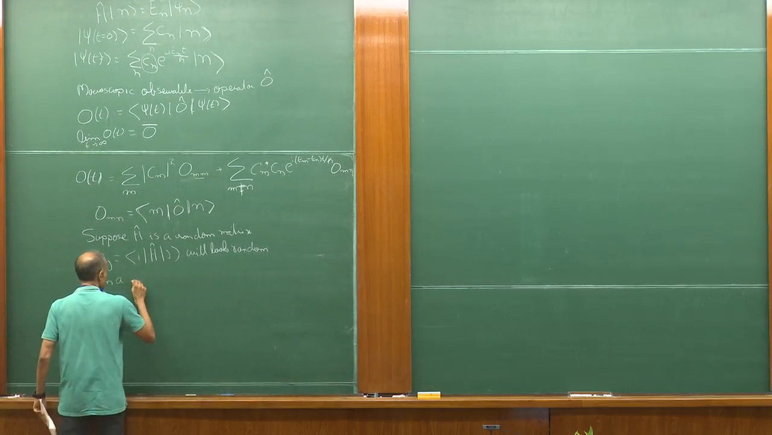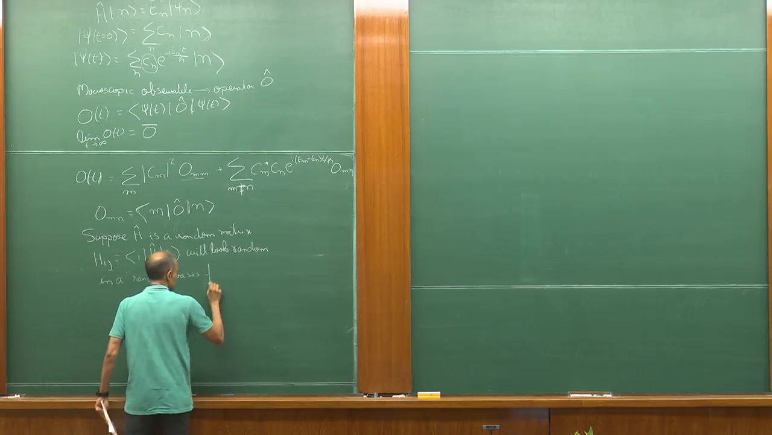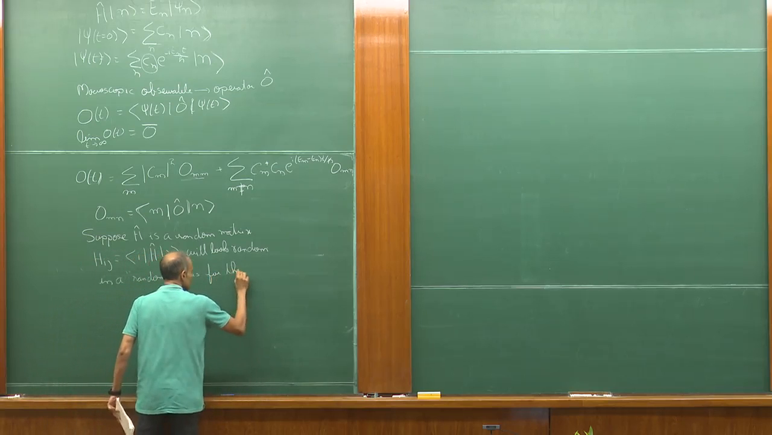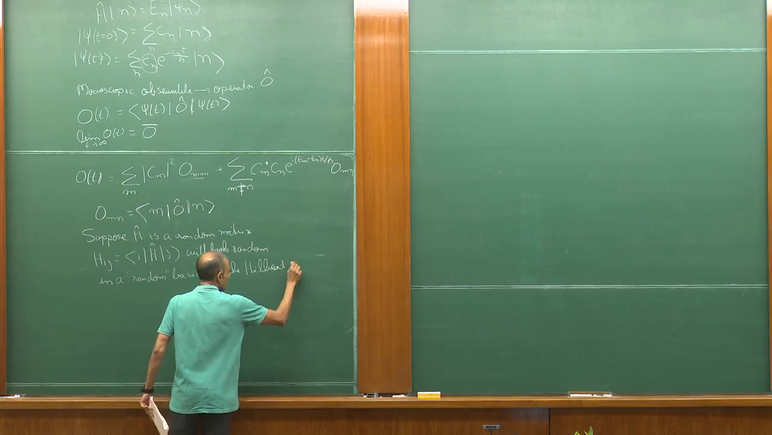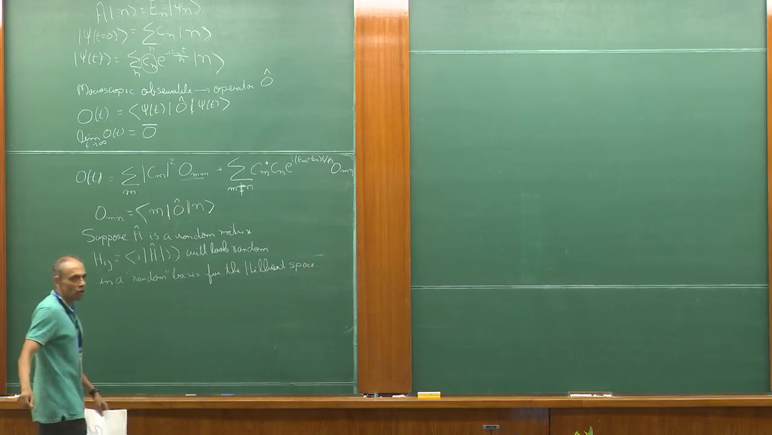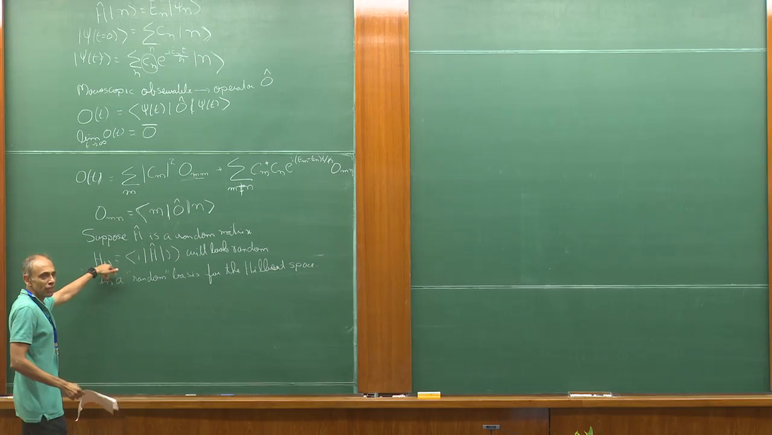In a random basis for the Hilbert space. Okay. All right. Now, a consequence of this is, so note that this is some random basis, and so H is certainly not diagonal in that basis.